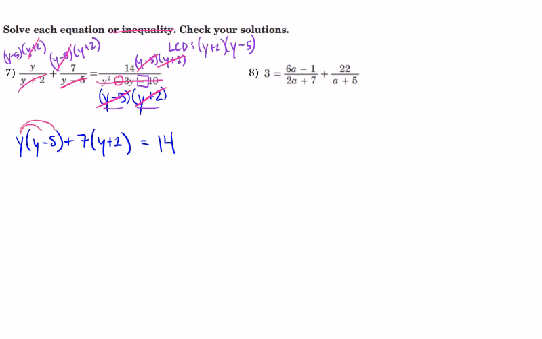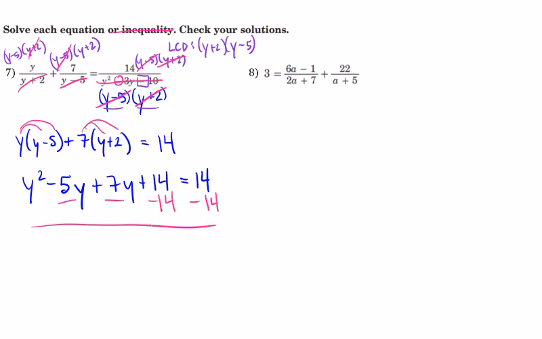So we're going to distribute here. So we'll get y squared, actually a quadratic equation, huh? So y squared minus 5y. Then here we'll get 7y plus 14 equals 14. So we can combine like terms here. And while I'm at it, since I just have a constant over there, I'm just going to subtract it from both sides. So actually, we end up with y squared plus 2y equals 0, right?